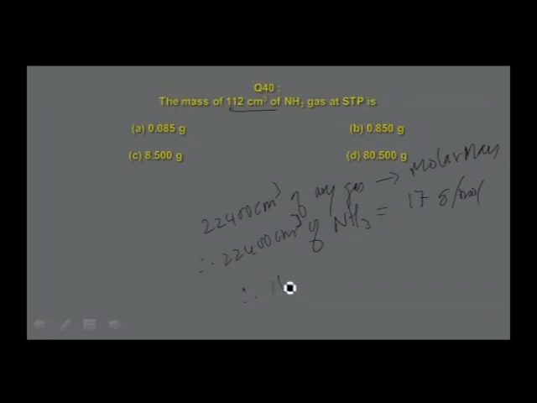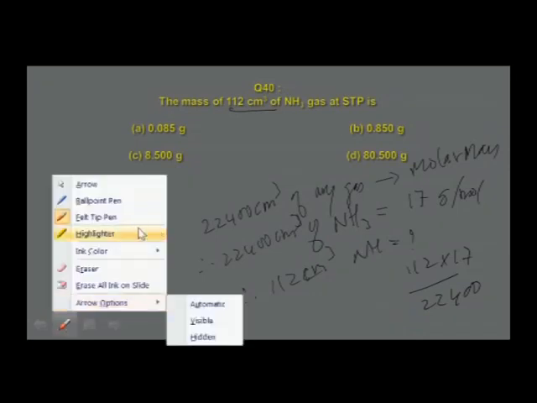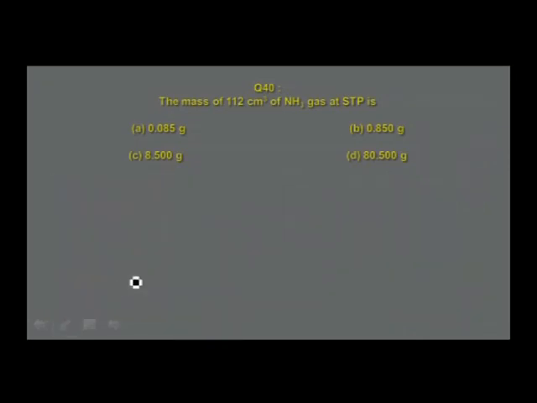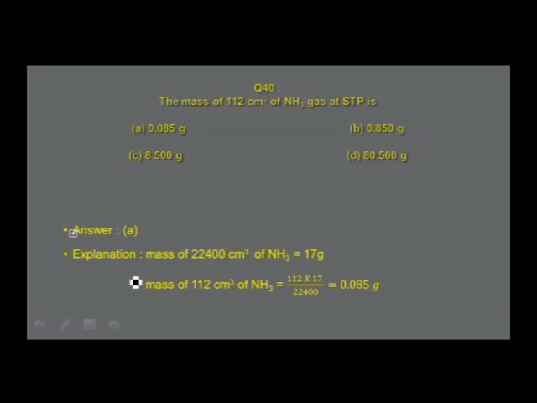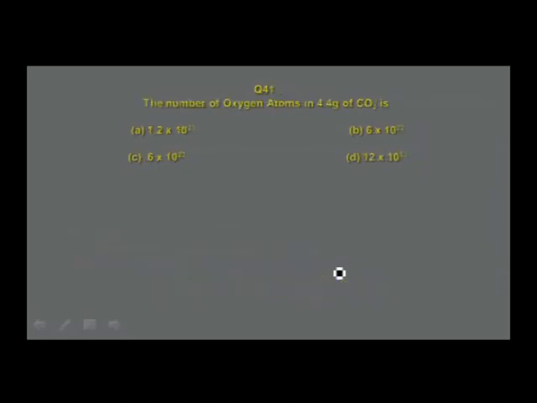Therefore, 112 centimeter cube of ammonia weighs what mass? That is 112 into 17 divided by 22,400. So if you simplify, you get this answer, and the answer worked out as follows. Look at this. Mass of 22,400 centimeter cube is 17 grams. For 112 centimeter cube, the answer is 0.085 grams, and it is found to be in option A. Let us go to the next slide.